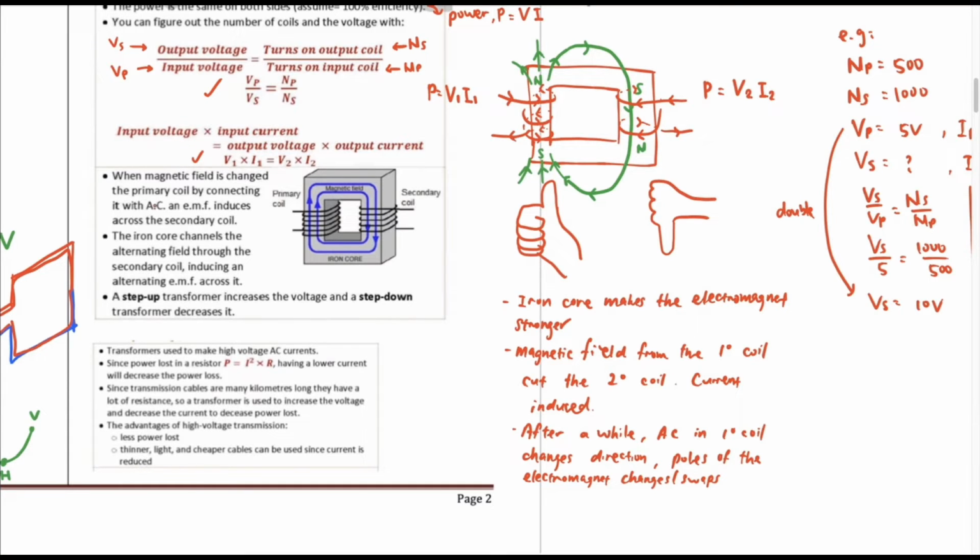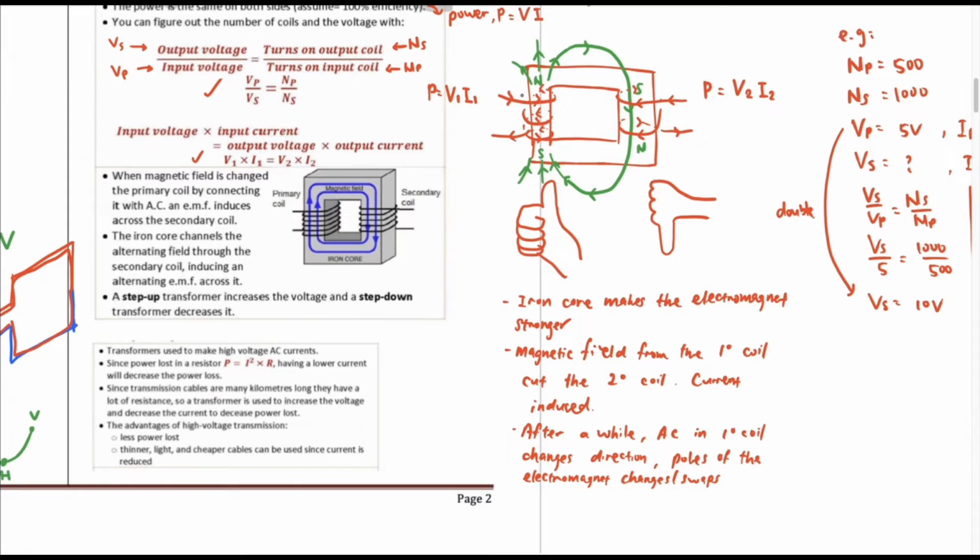So that's why the magnetic field will keep changing its pole also. So an EMF is induced across the secondary coil. This one I have to explain a little bit: why we need to use alternating current, and cannot use direct current.